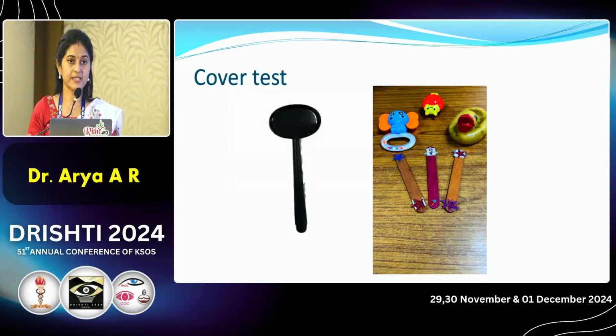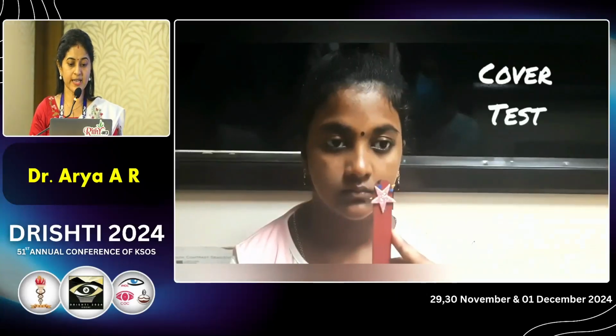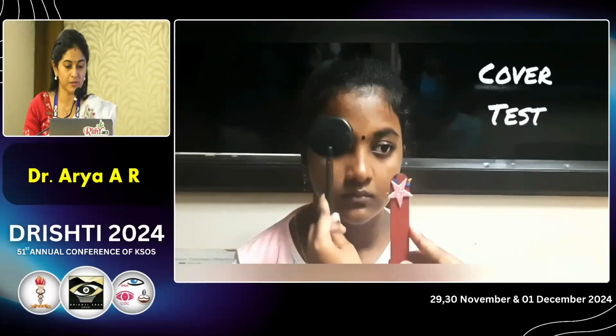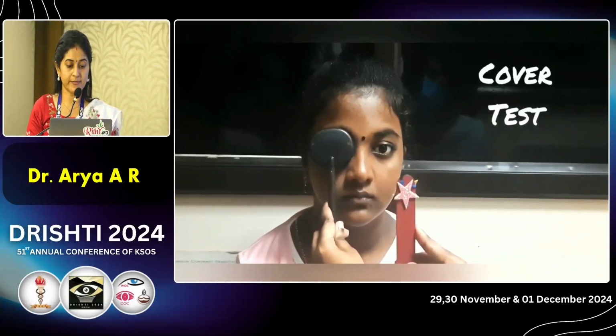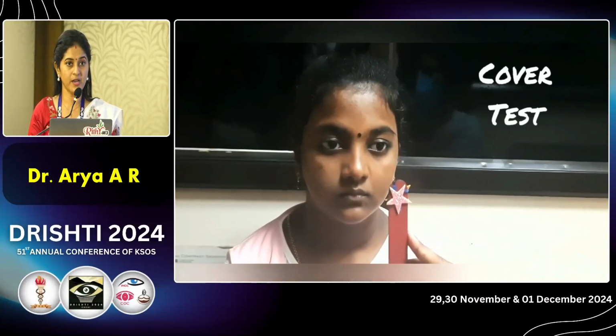Now, for the cover test, we need a target. You can use toys also for very small children and an occluder. Here you can see you have to give an accommodative target for the patient and occlude the fixing eye. You can see the movement in the left eye. It is coming from out to in. So a cover test helps us to find out a tropia.